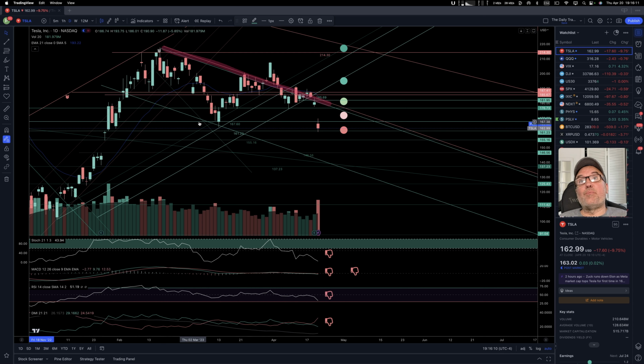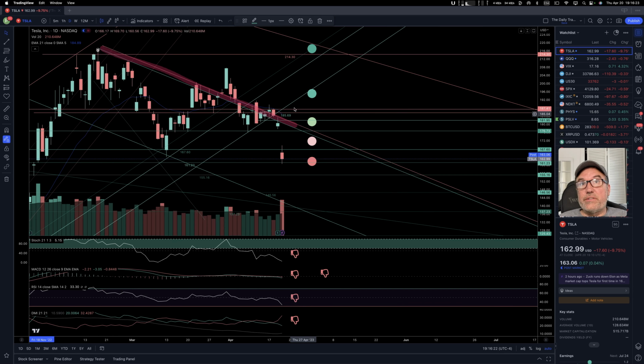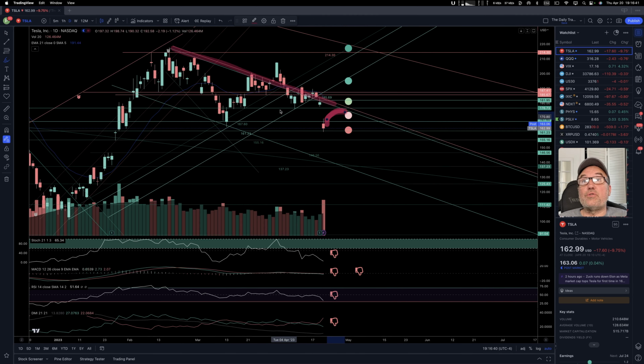167.60 was an important support, and I said yesterday that if we were going lower than that, then this would trigger another move down. This is triggered. It's still possible that we have a pullback. If you want to go short, I would use 176.73 as a stop loss right here.